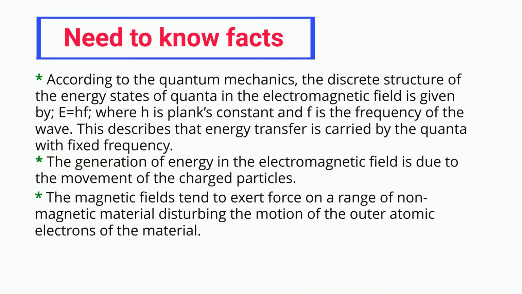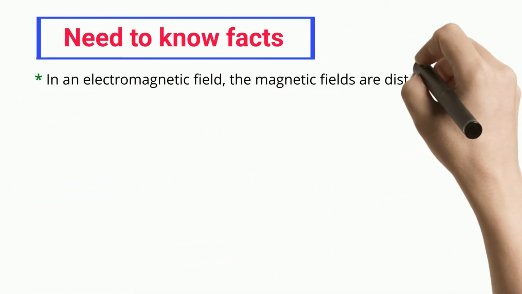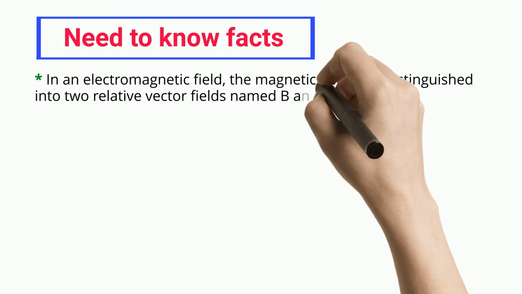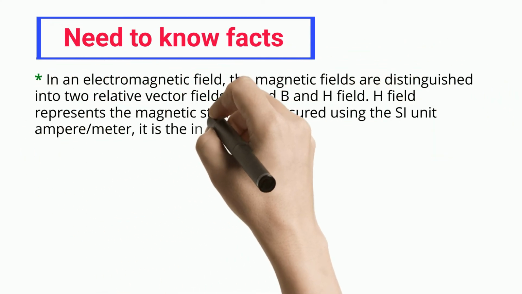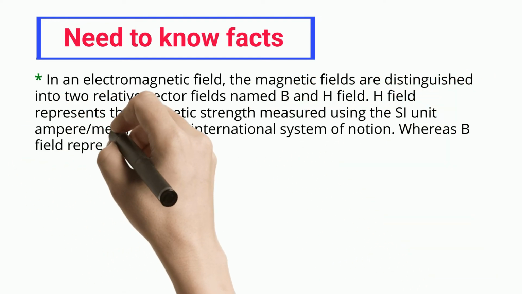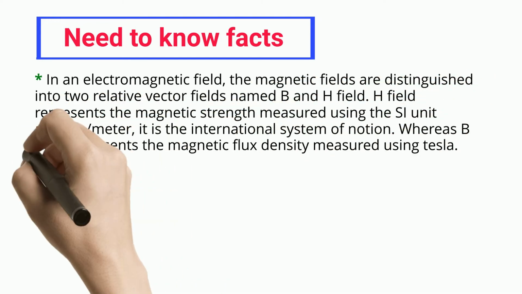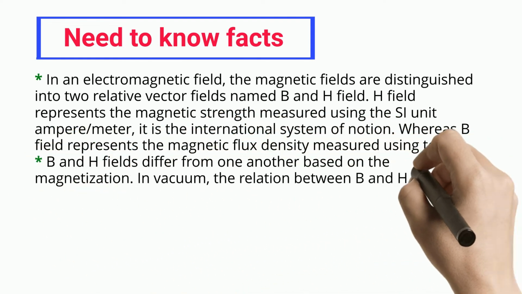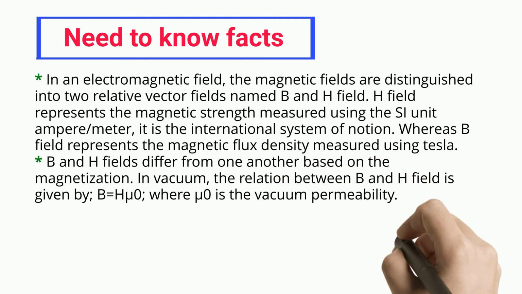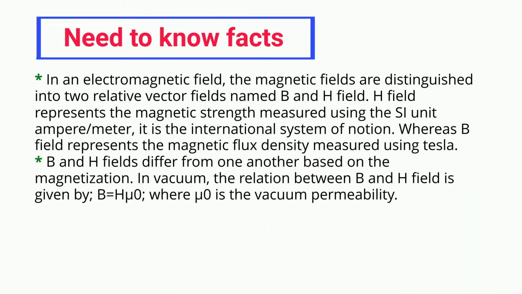electrons of the material. In an electromagnetic field, the magnetic fields are distinguished into two related vector fields named B and H fields. The H field represents the magnetic strength, measured using the SI unit ampere per meter, the international system of units. Whereas the B field represents the magnetic flux density, measured in Tesla. B and H fields differ from one another based on the magnetization. In vacuum, the relation between B and H field is given by B equals mu-zero H, where mu-zero is the vacuum permeability.